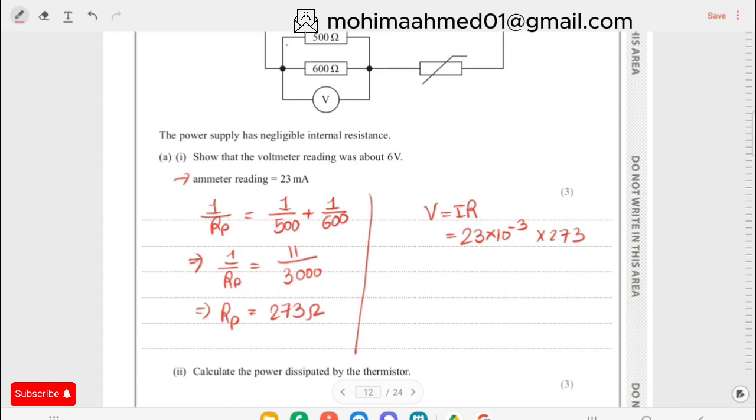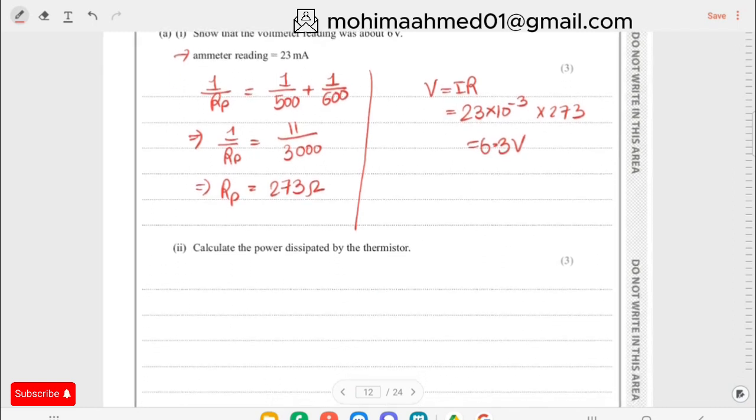And if you calculate this, you're supposed to get 6.2727. So we'll just write 6.3 volt, which is obviously close to 6 volts. So option 14A is correct. We'll move to part 2.